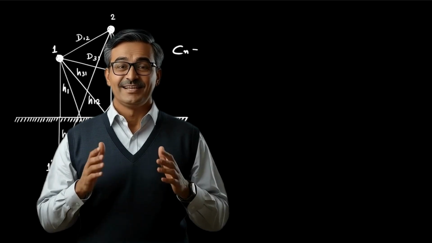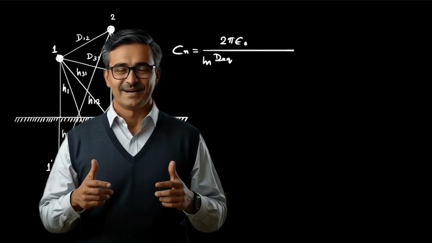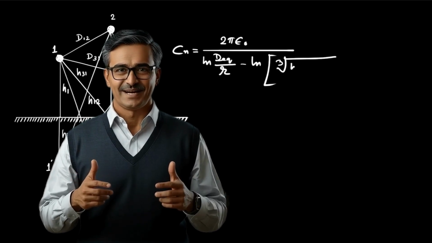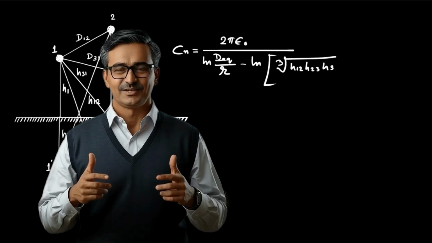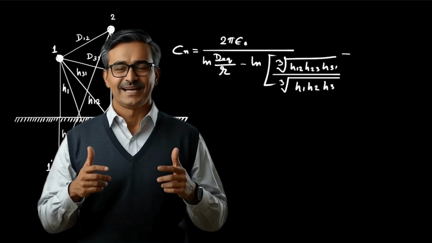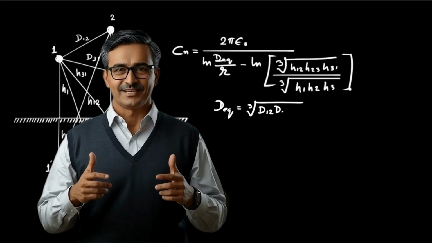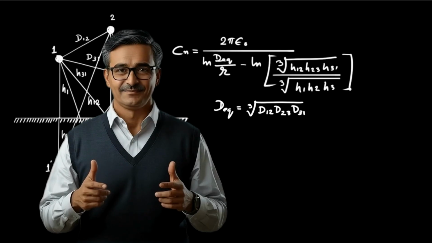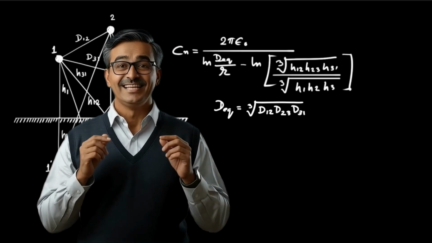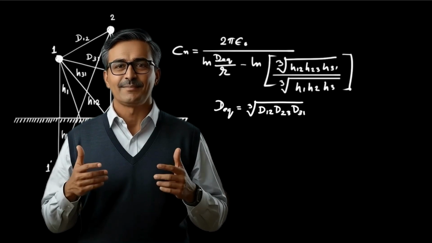Here, Cn equals 2 pi epsilon 0 divided by the natural logarithm of D equivalent divided by r minus the natural logarithm of the cube root of H12 multiplied by H23 multiplied by H31 divided by the cube root of H1 multiplied by H2 multiplied by H3, where D equivalent is the cube root of D12 into D23 into D31. Although the mathematical derivation is longer, the basic principle remains exactly the same. The earth modifies the electric field and therefore it slightly increases the capacitance.